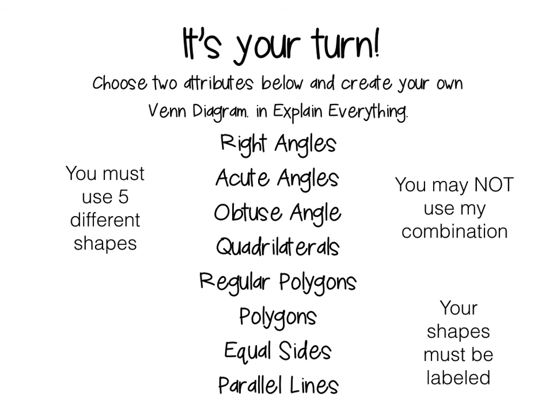You also must label your shapes. I want to know the name of each of your shapes in your Venn diagram, and you have to have at least 5 different shapes. If you want to do more than that, you're more than welcome to, but you have to have 5 different shapes.